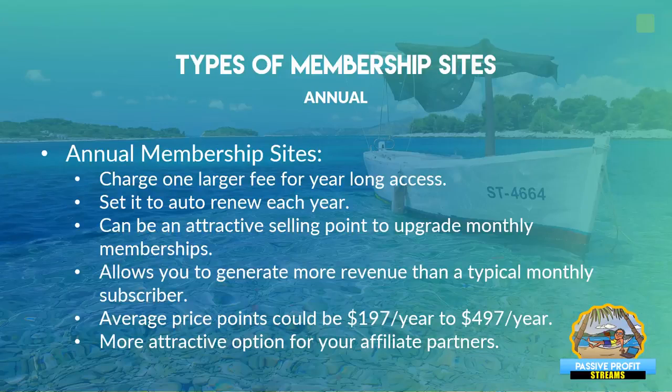It allows you to generate more revenue than a typical monthly subscriber, and the average price points could be $197 a year to $497 a year. And of course, this becomes potentially more lucrative for an affiliate partner who is going to try to sell your service to one of their customers. So, of course, as the income grows and they get a cut of that income, it becomes more lucrative for them to recommend you in an annual scenario.